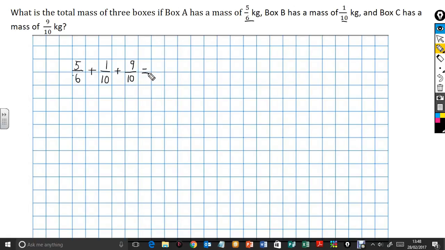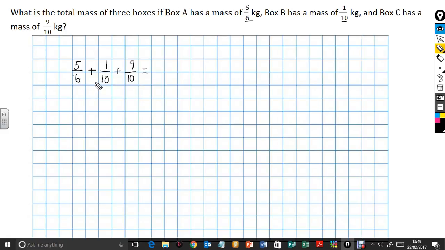Okay, now there's a problem. This is where the challenge is to this question. The denominators are not all the same. We cannot add or subtract fractions unless they share the same denominator. And in this case, we have 3 fractions. 2 have the same denominator, but the third one doesn't.